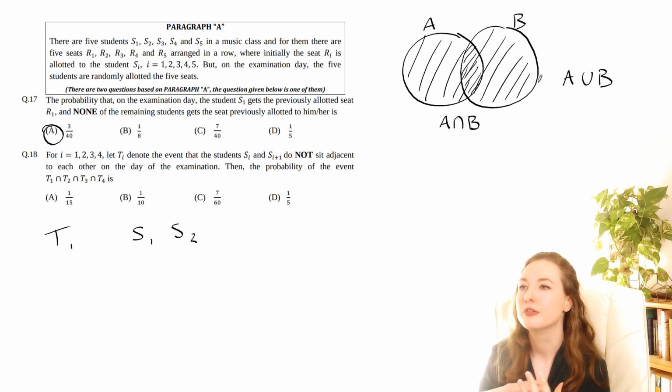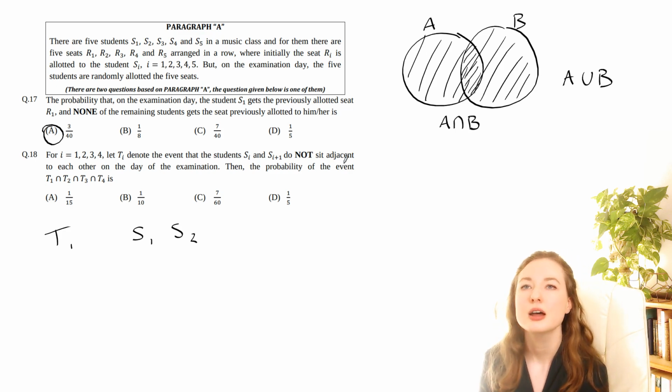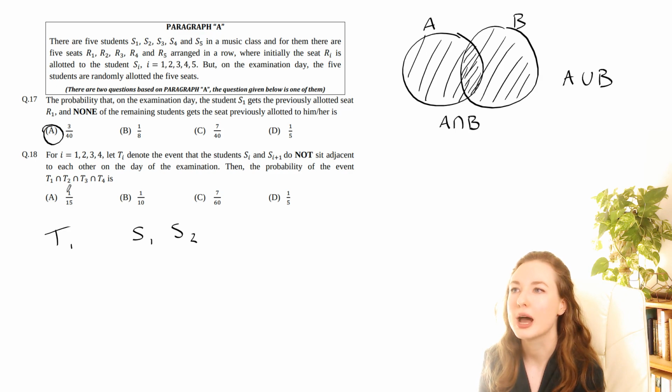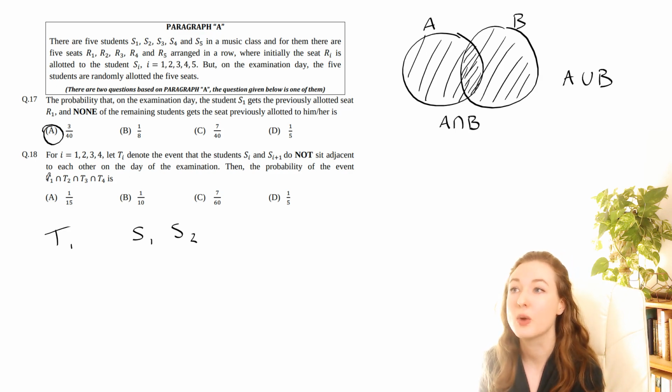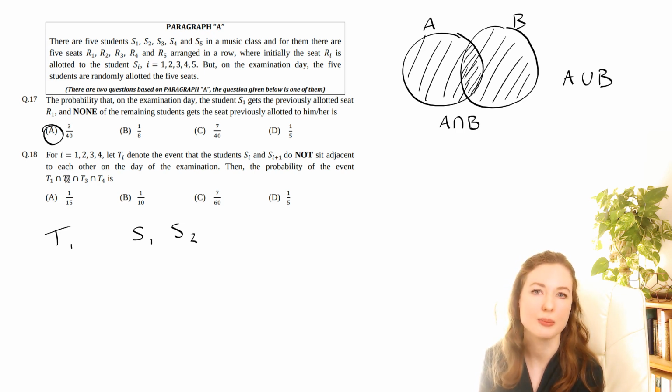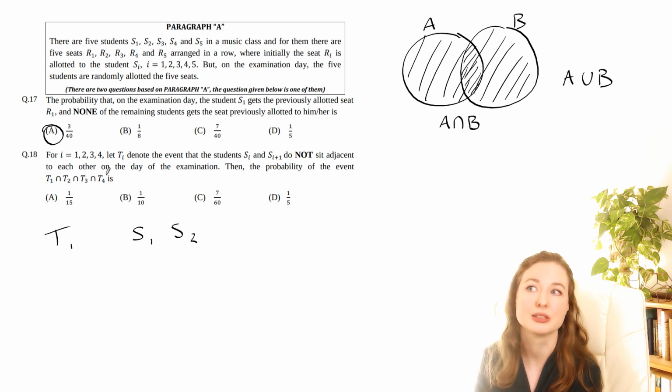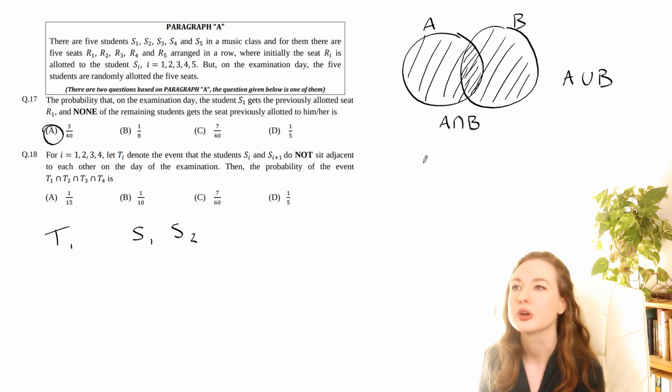Now, if we're talking about events in probability, then you can think of this symbol as meaning and. Like it's saying that T1 happens and T2 happens, and T3 happens and T4 happens. So if we're talking about probability and you see this, think of that as and. That one would mean or.